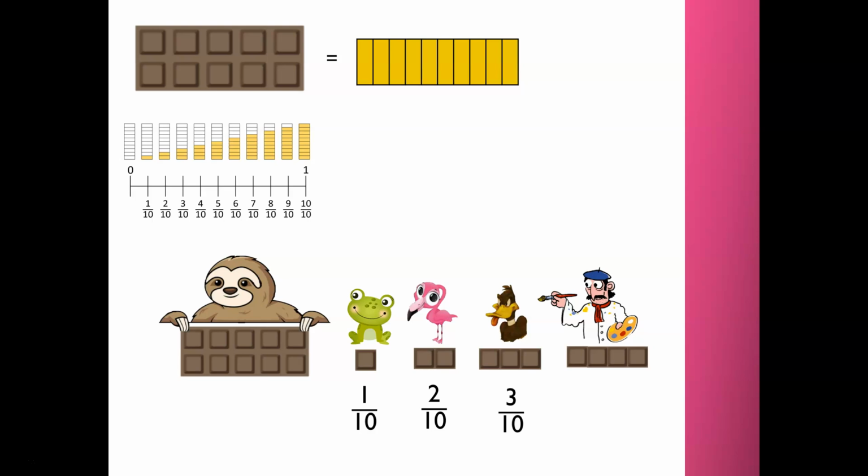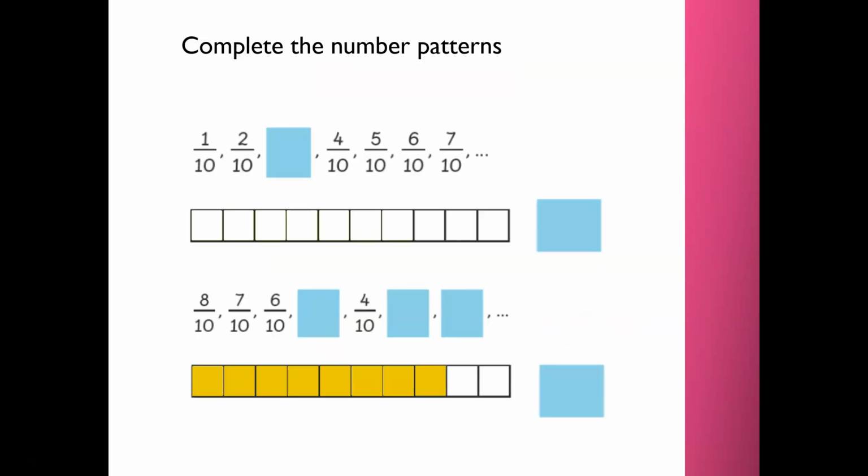And Leonardo got the greatest fraction of the whole. He got 4 parts, which is 4/10. We have seen that we can show fractions using bar models, part-whole models, and indeed number lines. Use the bar models shown here to help you complete the number patterns. Pause the video and have a go.